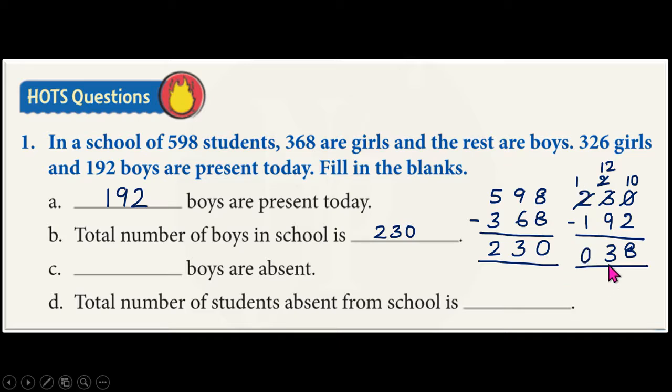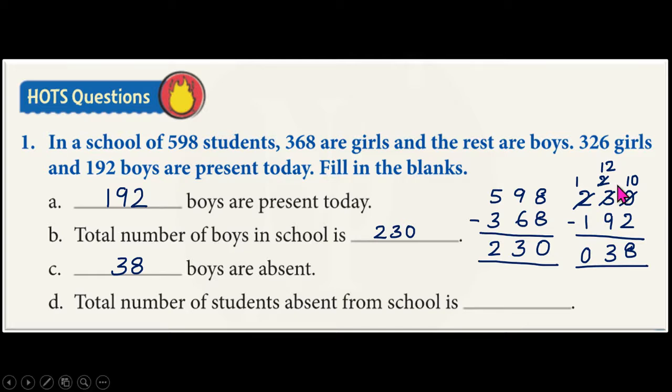We get 38, and this is the number of boys absent today. So in this blank, we should write 38. 38 boys are absent. Coming to D, total number of students absent from school is. To find the total number of students absent, we should find the number of girls absent today and then add the number of boys and girls who are absent today.